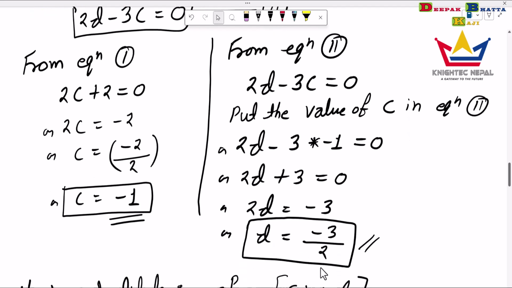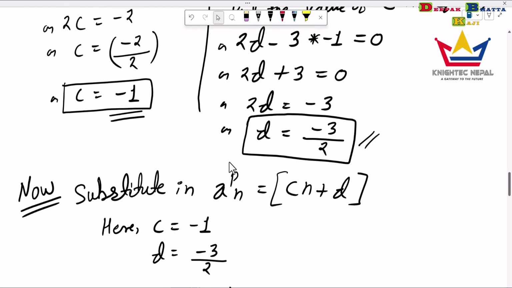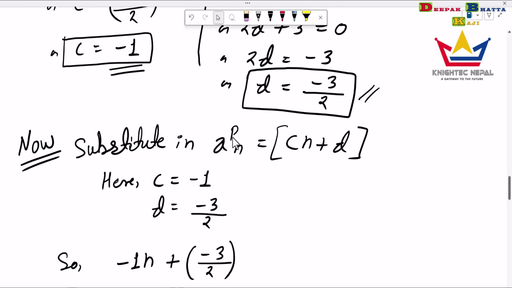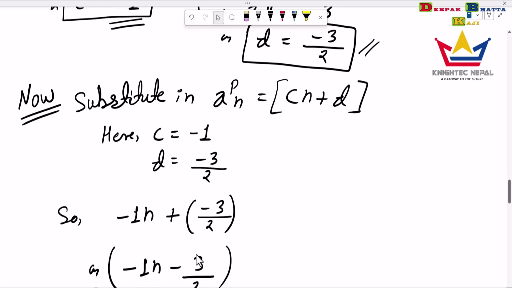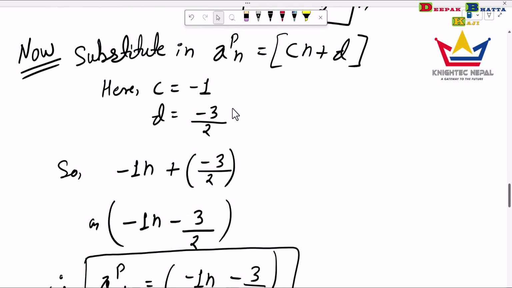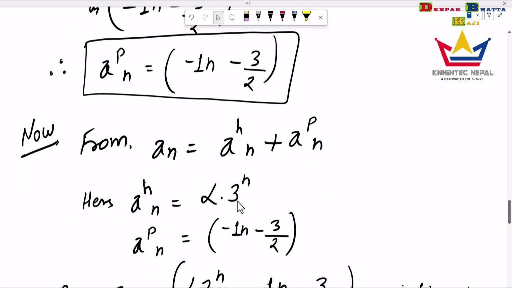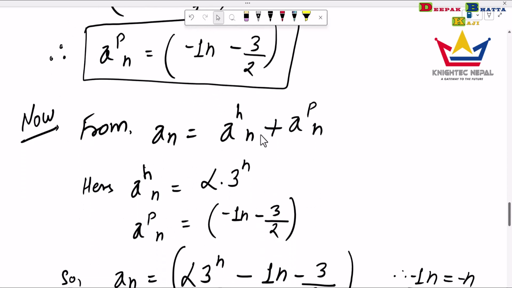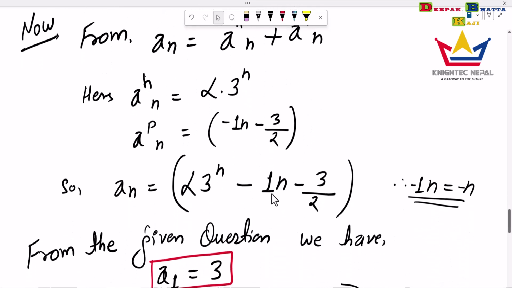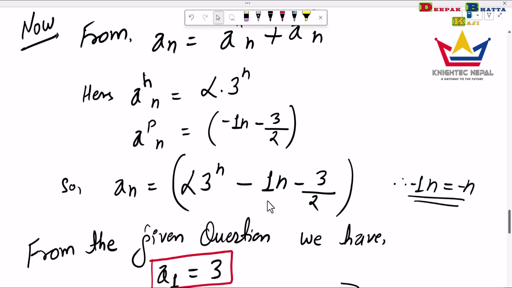After getting c and d values, substitute them in a_n^p, that is cn plus d. Here we substitute the values, so we get a_n^p. After getting a_n^p, we can use a_n equals a_n^h plus a_n^p. This is the formula for the non-homogeneous recurrence relation. So put both a_n^h and a_n^p values over here. So we get the value of a_n.